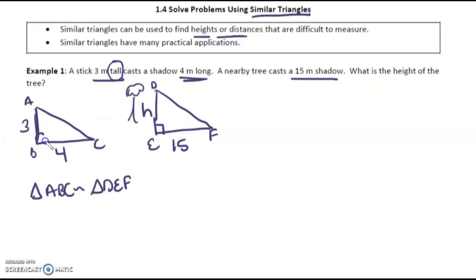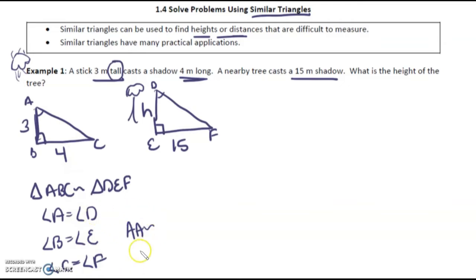Let's first state that triangle ABC is similar to triangle DEF because of angles. We have this angle in here that's going to be 90 degrees. We always assume that if something is standing up, it's standing up straight, which is perpendicular to the ground. And we always assume that if the sun is in the same spot, our shadows are going to have the same angles. So angle A equals angle D, angle B equals angle E, and angle C equals angle F. Because of angles, these two triangles are similar. As soon as we state that, we can use similar triangles.